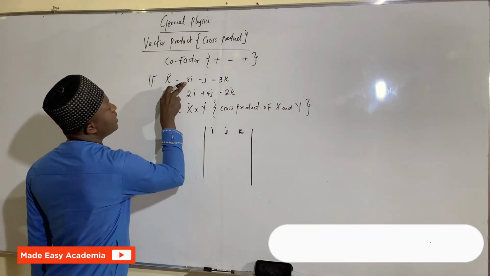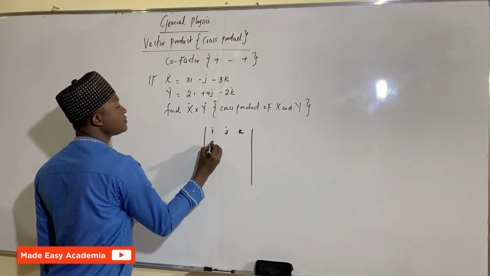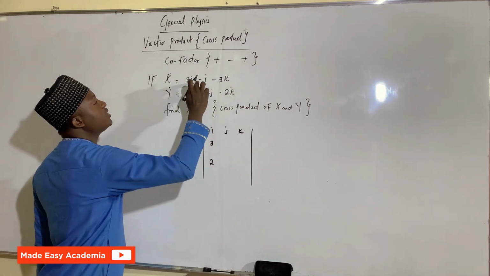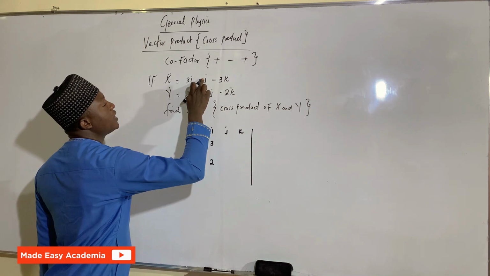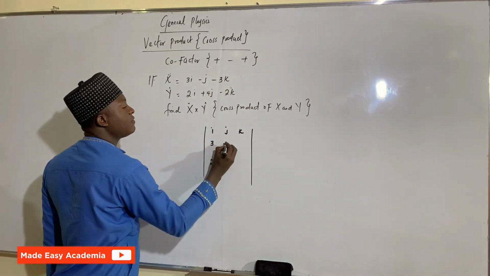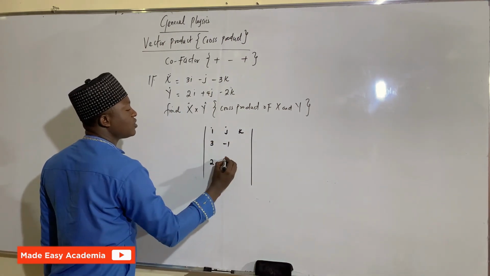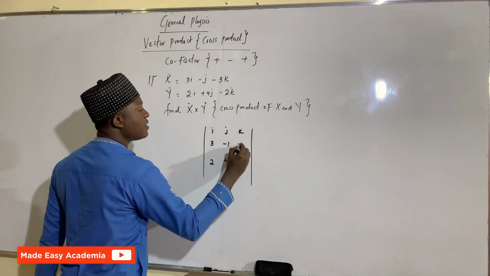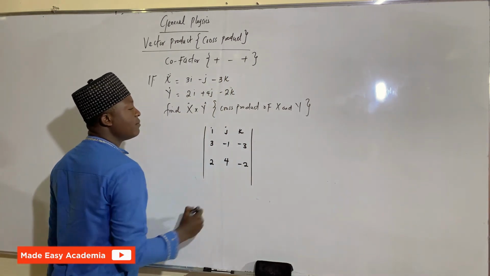So we can see under x, the one that has I is 3. The one that has I under y is 2. Under j, what we have here is minus 1. So I have minus 1 here. Under the second one, we have 4. Then under this, the two numbers that are negative are minus 3 and minus 2.